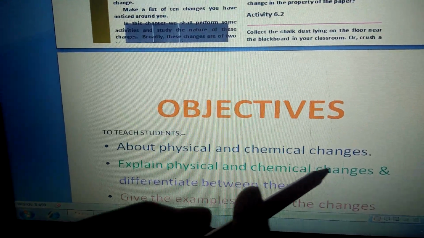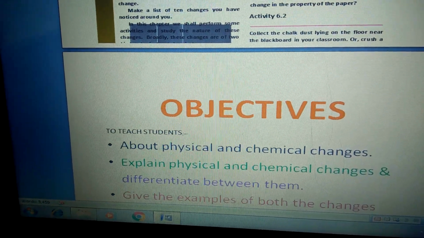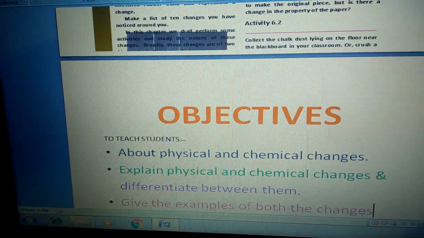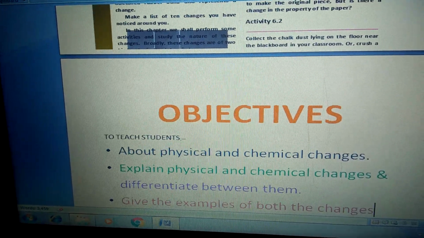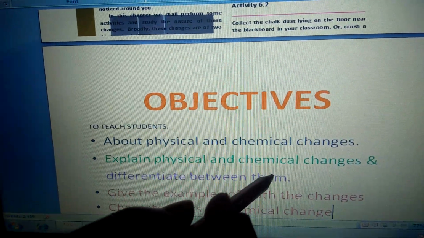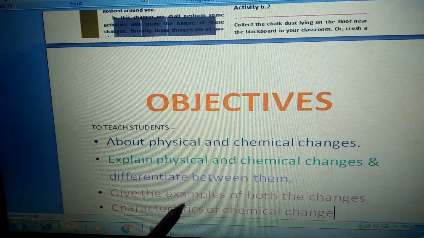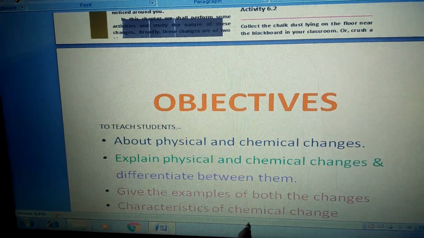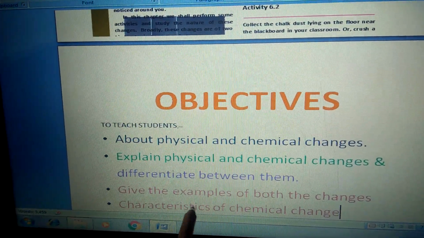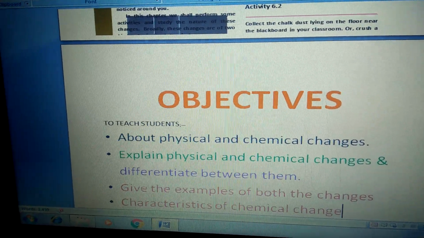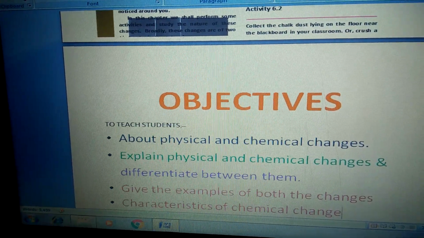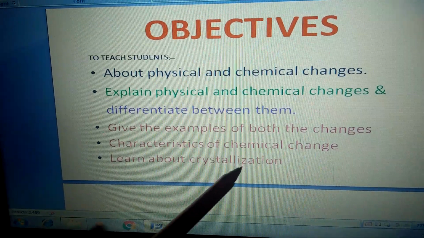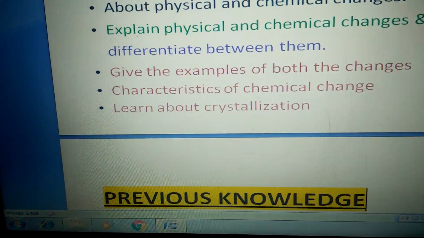explanation of physical and chemical change, how physical change occurs everywhere, chemical change occurs everywhere, what is the difference between them. Also, we will give some examples of both the changes and characterization of both the changes, chemical as well as physical change. We will also learn about crystallization in this chapter.